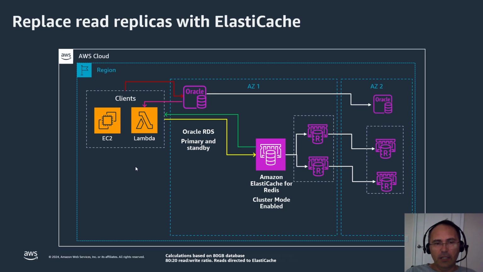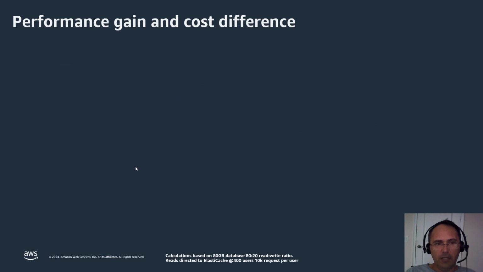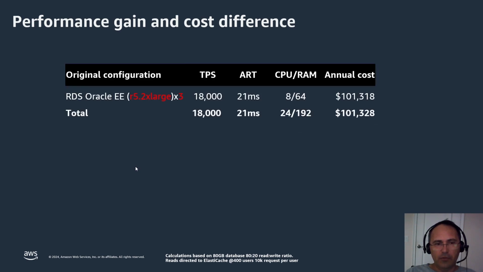Now, I have modeled this in our labs, so let's see the performance gains and the cost difference that one might anticipate. In our testing, we used an 80-20 workload, 80% reads and 20% writes, simulated with 400 users. Our response was about 18,000 transactions per second, TPS, with an average response time, ART, of 21 milliseconds. That's the combined average response time of the reads and the writes observed on the client side. This architecture cost just over $100,000, about $101,000.